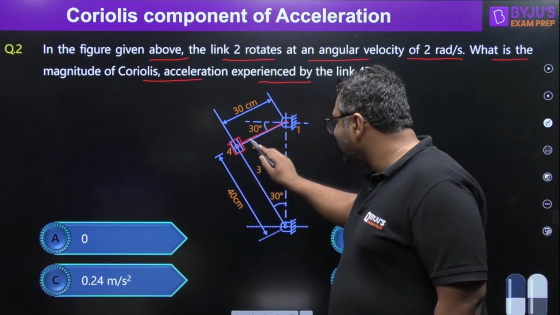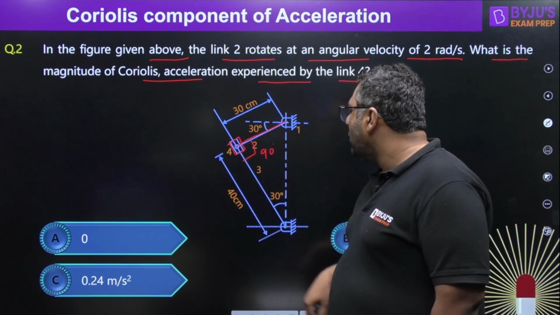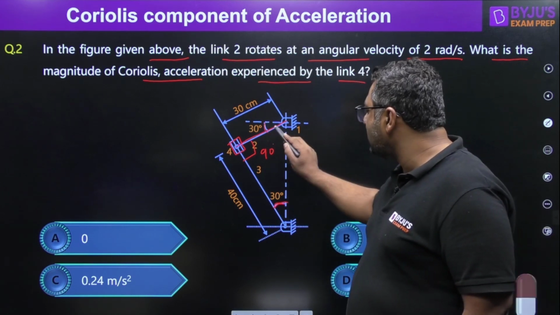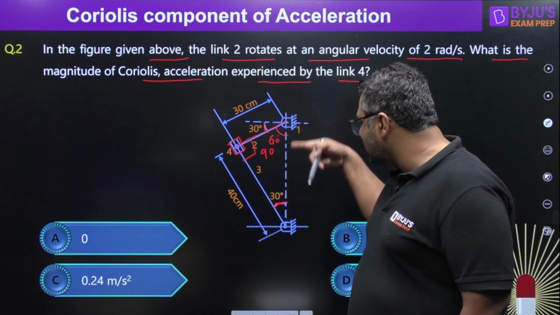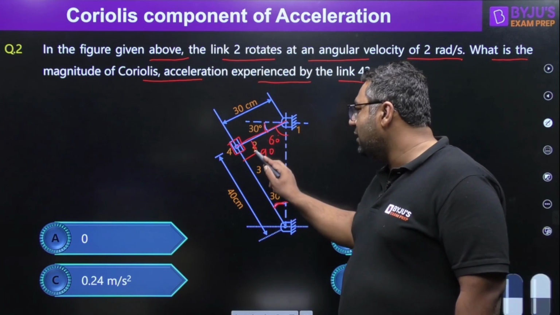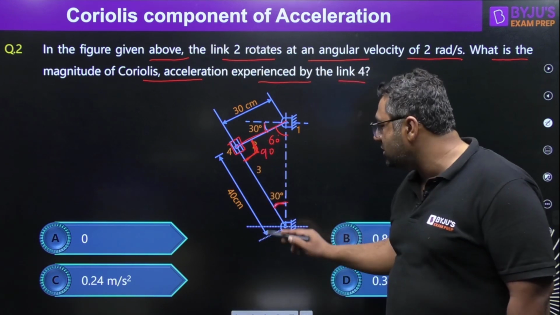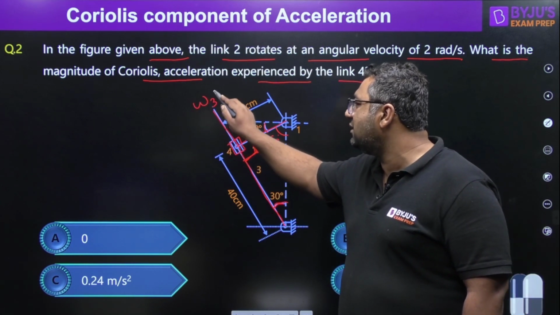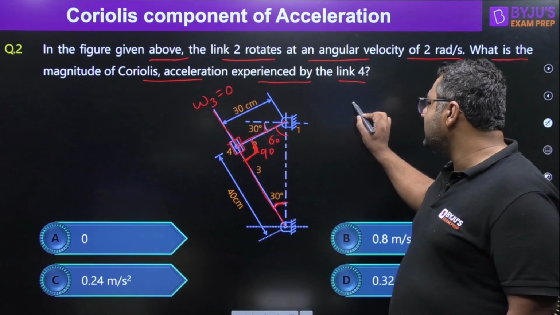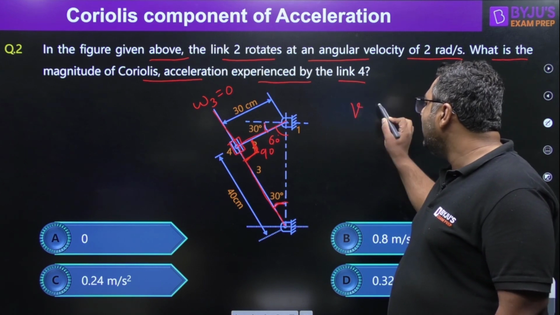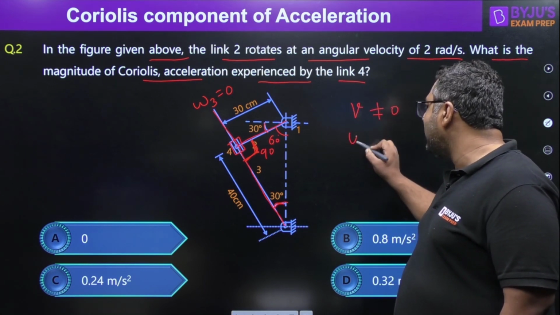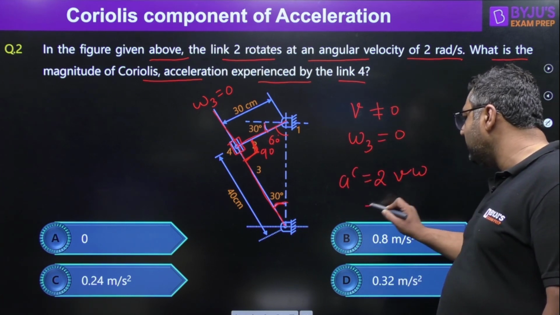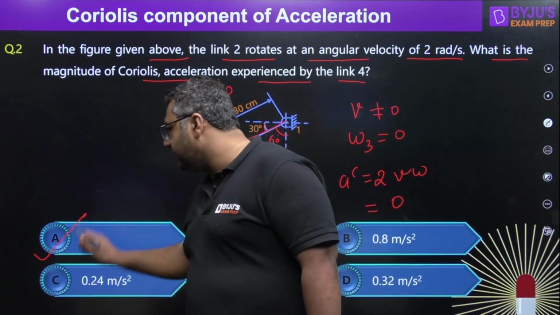You know that when this angle is 90 degrees, why 90? Because you can see one thing, this angle is 30 degrees, this is 30, so this is 60 degrees. So my dear, this is 60, this is 30, this is going to be 90. And I already told you this is the 90 degree position, you know that this slotted bar is at its extreme. So for this case, omega 3 is going to be 0. And because omega is 0, you know that velocity is non-zero, but omega is 0. So because of that, Coriolis component is 2 into v into omega, it is coming out to be 0. So the answer is going to be A.